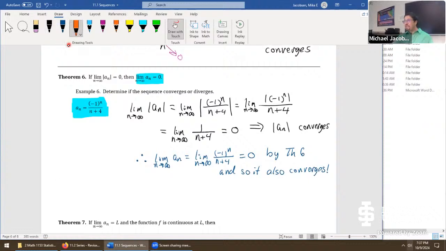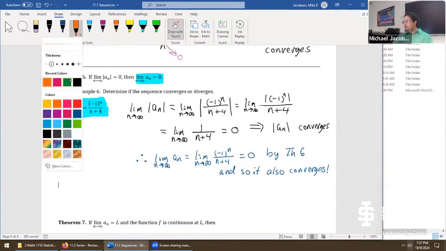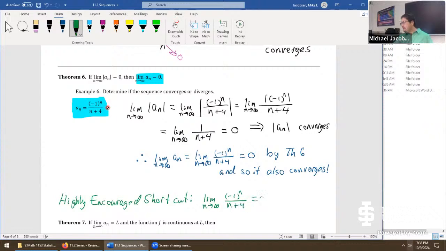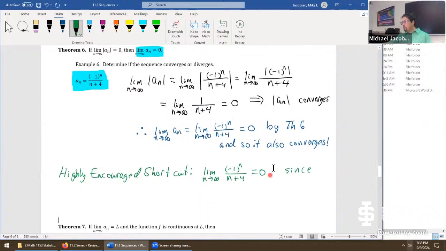Okay, here's again another encouraged shortcut on this one. The logic that we made just on this step carries over to the full sequence. So here is a highly encouraged shortcut. The limit as n goes to infinity of the full sequence, without us resorting to a theorem, is 0. Since we didn't use a theorem, let's add some justification. We might need a little bit extra justification.